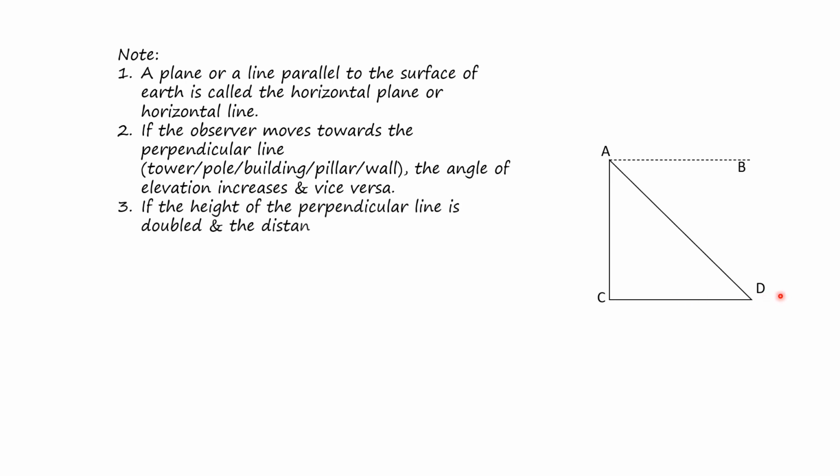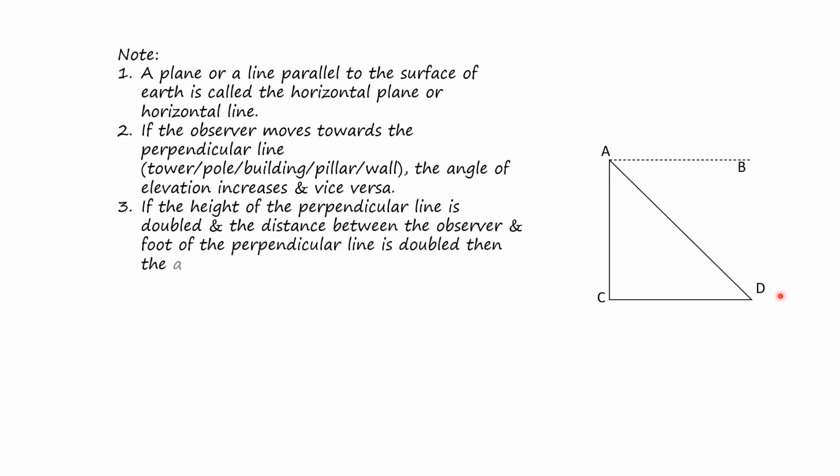If the height of the perpendicular line is doubled and the distance between the observer and the foot of the perpendicular line is doubled, then the angle of elevation will remain the same. Let's say we are doubling the length of AC and that of CD. That means in this case the angle of elevation will remain as it is. If both the horizontal and the perpendicular line are increased at the same rate, then the angle of elevation or angle of depression will remain the same.